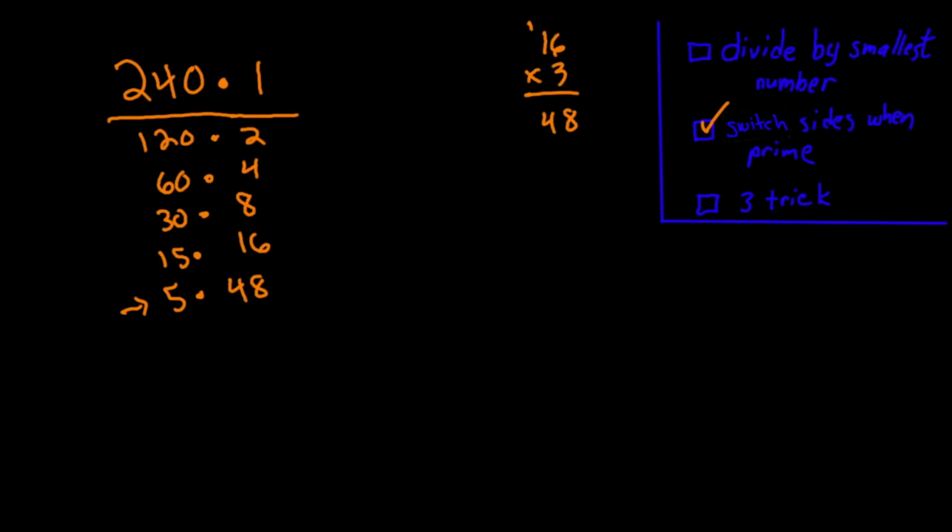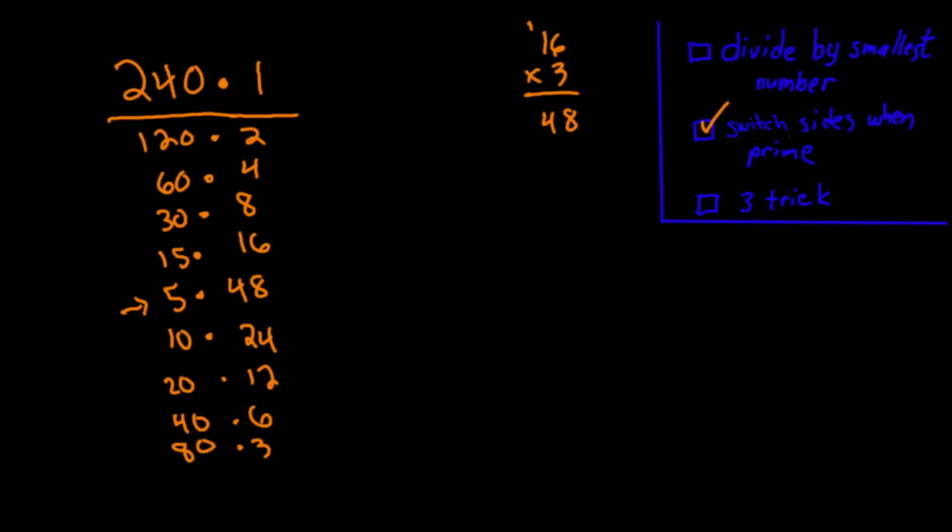So coming from the 48 side, 48 divided by 2 is 24. 5 times 2 is 10. Divide by 2, multiply by 2. Divide by 2, multiply by 2. Divide by 2, multiply by 2. And look at this. They should make sense. They should make sense as you go.